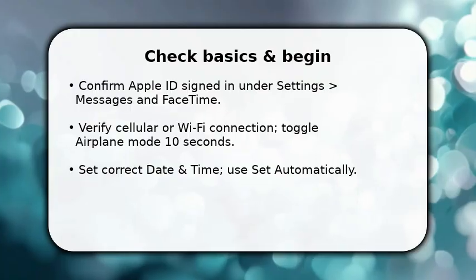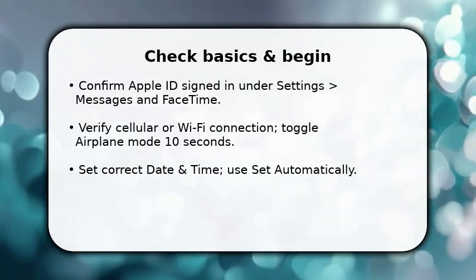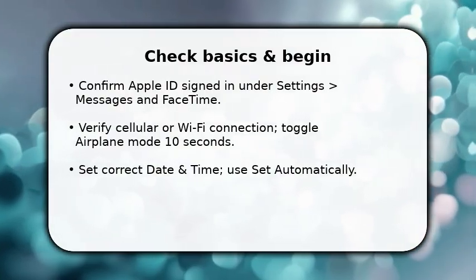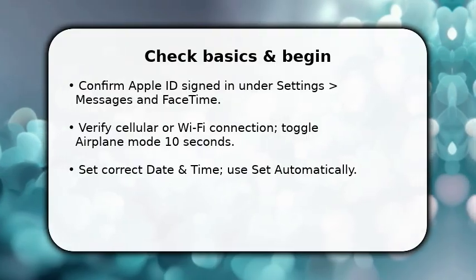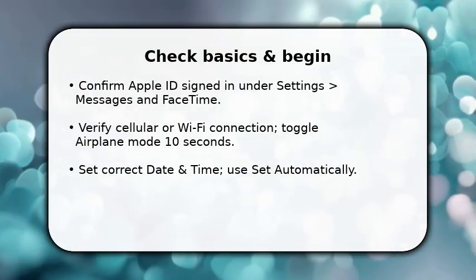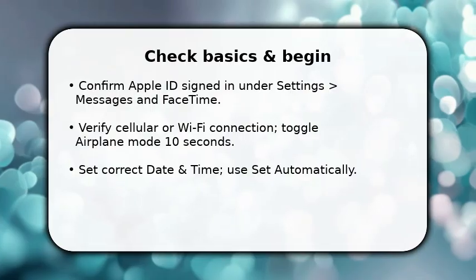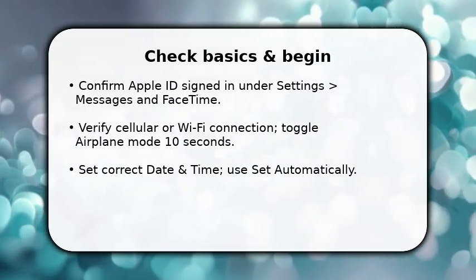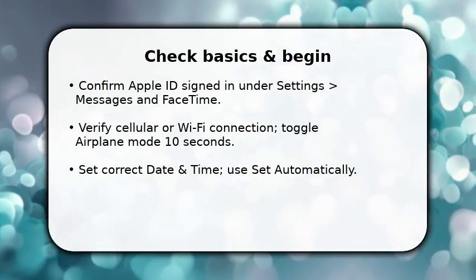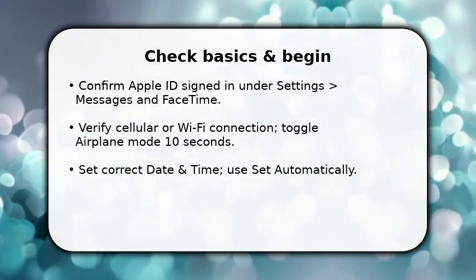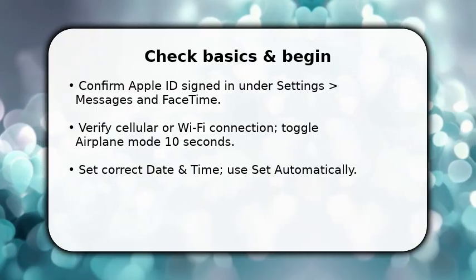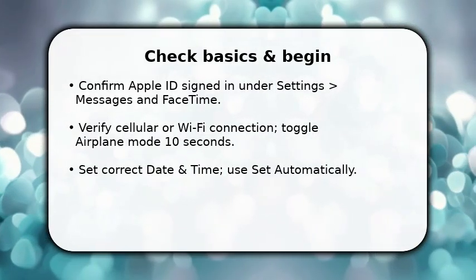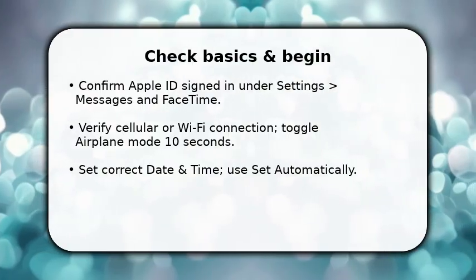Enjoy the video. You need to start by confirming your Apple ID is signed into Messages and FaceTime. That authorizes activation. Once done, make sure a strong Wi-Fi or cellular link exists and toggle airplane mode for 10 seconds to reset radios. Next, set date and time to set automatically because activation can fail if time mismatches Apple servers. Finally, reboot the iPhone. A full restart clears temporary states and forces the activation handshake to run anew.